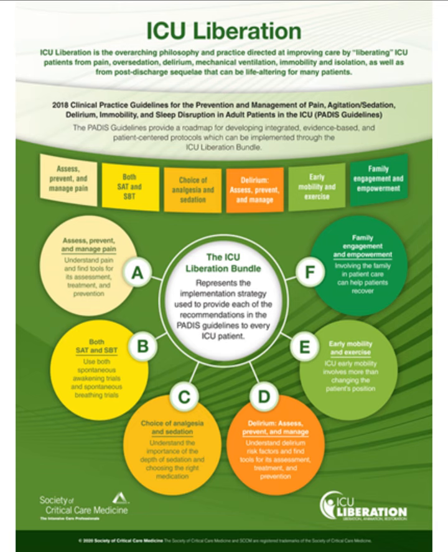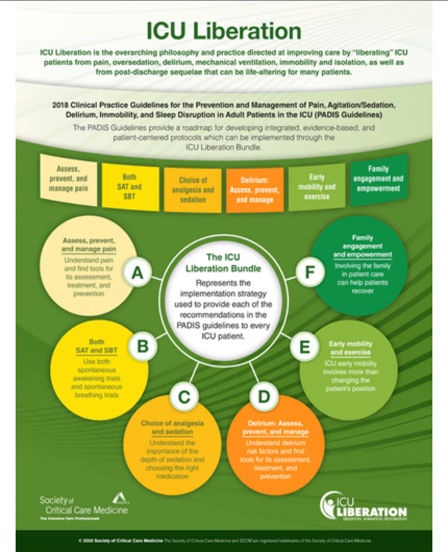Okay, everybody, we're going to talk about the A to F bundle. It's called the ICU Liberation Bundle, and it's a series of best practices that we should do for every patient so that we can liberate them from being in the ICU, right? So that's the whole point, to try to get them out of the ICU. And it's A through F: A, B, C, D, E, F.